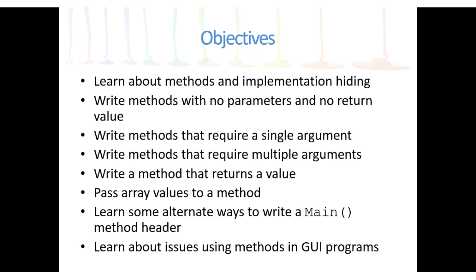The purpose of this lesson is to learn about methods and implementation hiding, how to write methods with no parameters and no return value, how to write methods that require single arguments and multiple arguments, how to write methods that return values, how to pass array values to a method, some alternative ways to write the main method header, and issues that you may encounter using methods in GUI-based applications.